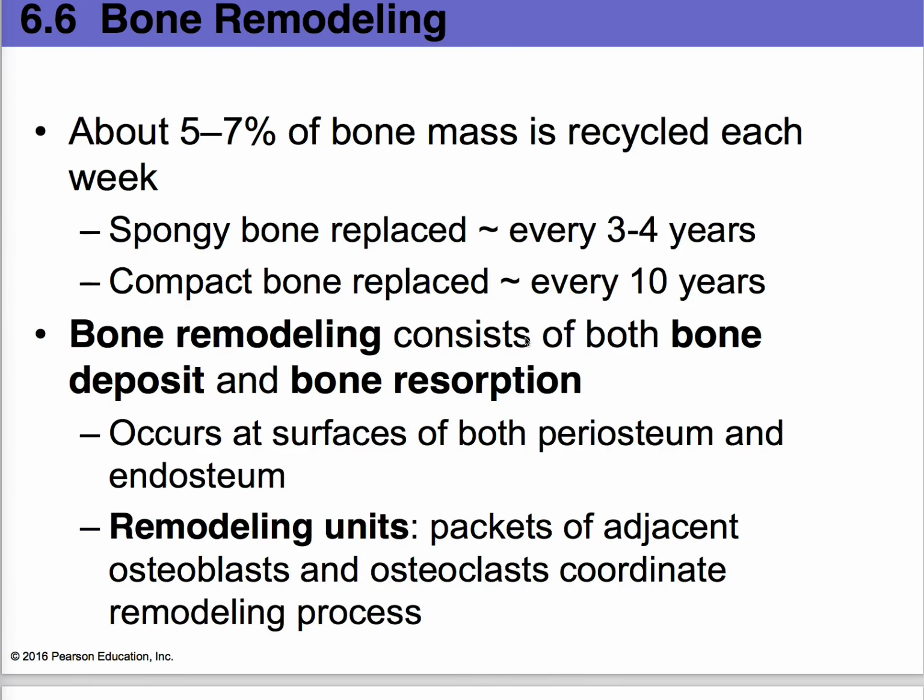Now, between 5 to 7% of our bone mass is recycled weekly. Spongy bone gets replaced between 3 to 4 years. Compact bone gets replaced about every 10 years. Now, bone remodeling consists of both bone deposit and bone resorption. In other words, you're building bone and breaking away bone. Resorption means to break away, and deposit means to build. This happens at the surface of the periosteum and the endosteum. Remodeling units are packets of adjacent osteoblasts and osteoclasts that coordinate this remodeling process.